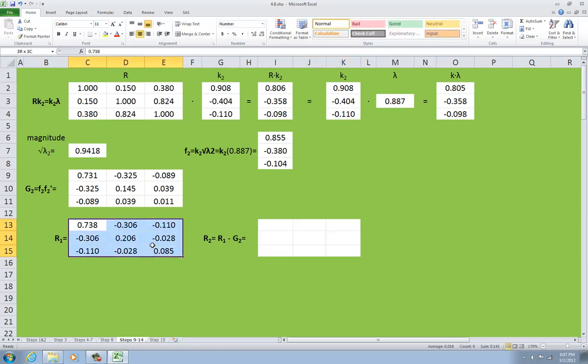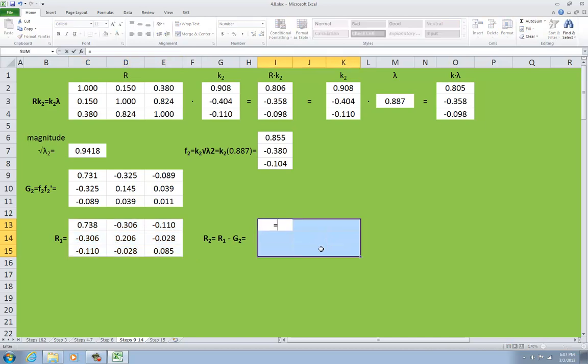So now let's do this. This is equal to R1 minus G2, or in other words, the matrix of second factor products subtracted from the matrix of first factor residuals. And there we go. We get R sub 2, the matrix of second factor residuals. Now in this example, we are only going to extract 2 factors. And since we're only extracting 2 factors, this is the final matrix of residuals.